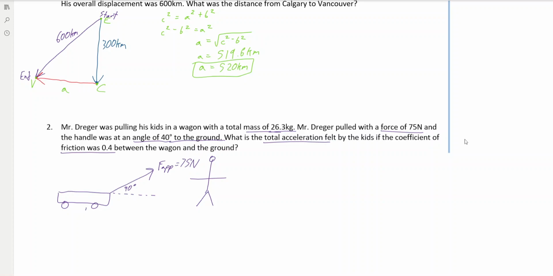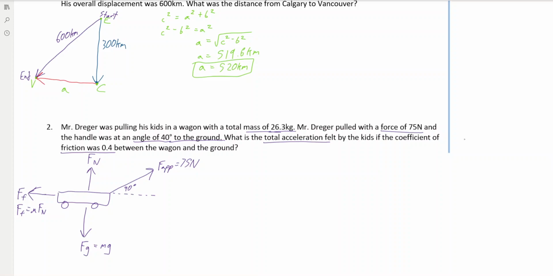What other forces are there? There is the force of gravity down, there is the normal force up, and there is the force of friction in reverse, in opposing motion. Just a couple things to mention. The force of gravity is mg. The force of friction is mu times Fn. This is in your formula sheet. So those are a few things to mention. This is our free body diagram.